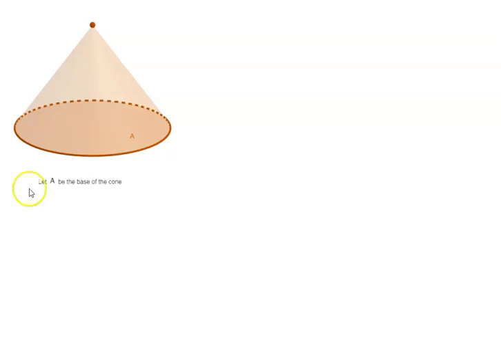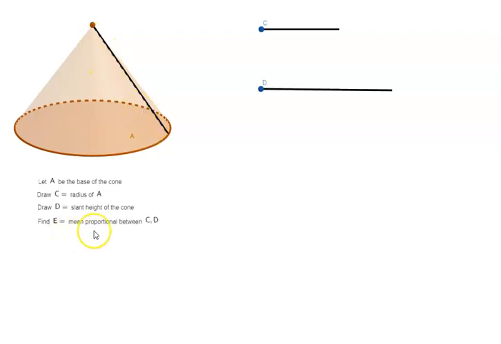Let's understand this. Let A be the base of the cone. Draw C equal to the radius of A. Draw D equal to the slant height of the cone. So slant height, or what is called the generator, is the length of this line segment. Find E equal to the mean proportional between C and D. Which means C is to E is equal to E is to D, because E is the mean proportional between C and D. Now draw a circle B of radius E.